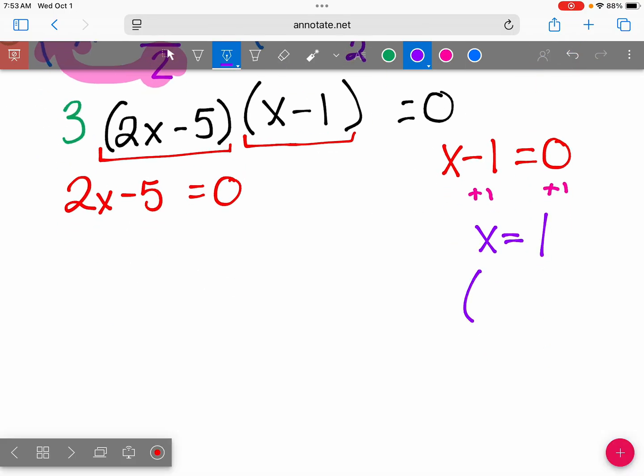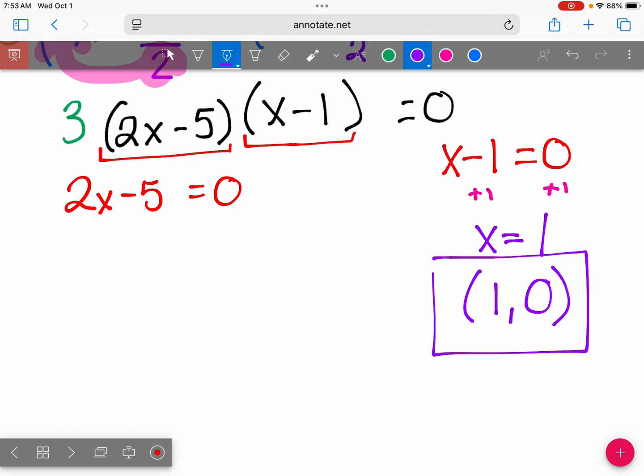So one of our solutions is going to be at the point 1, 0. That's one of our roots, solutions, zeros, x-intercepts. That's one of our guys. For our other one, it's going to take a couple additional steps, but we'll get there. Because what do I need to do over here? Add the 5. We're going to add the 5 to both sides. That's going to give us that 2x equals 5.